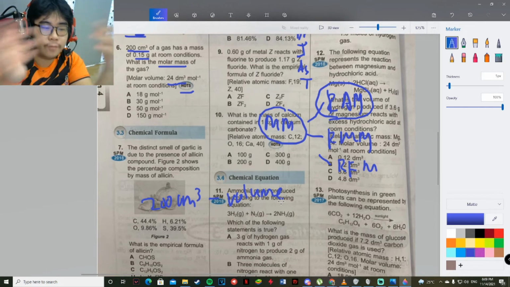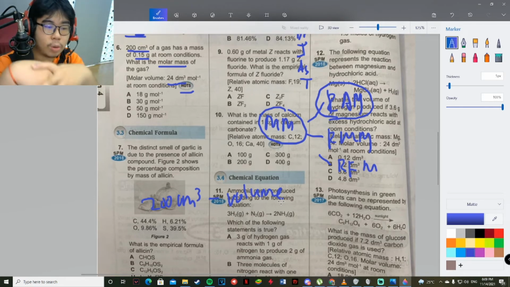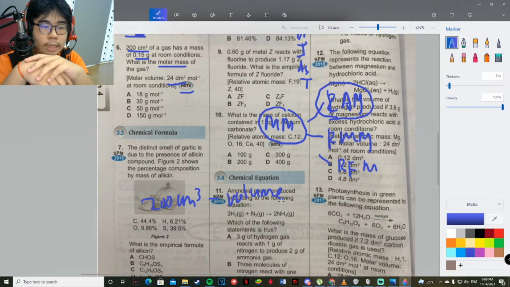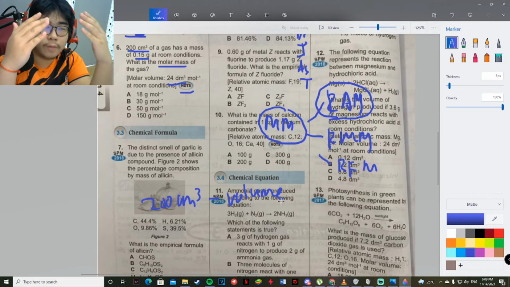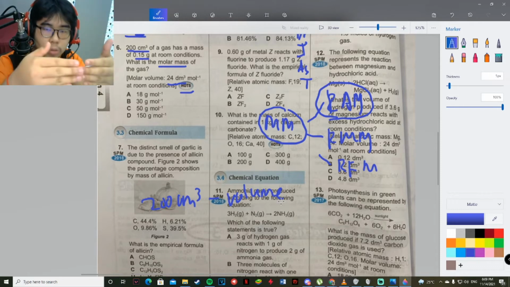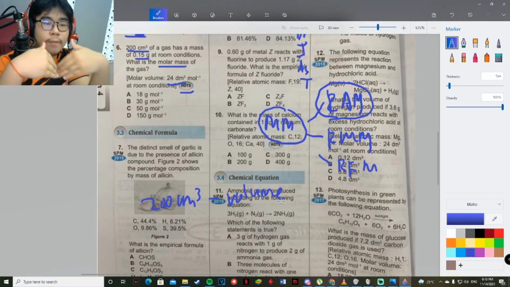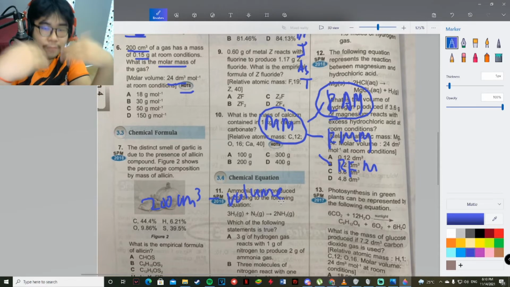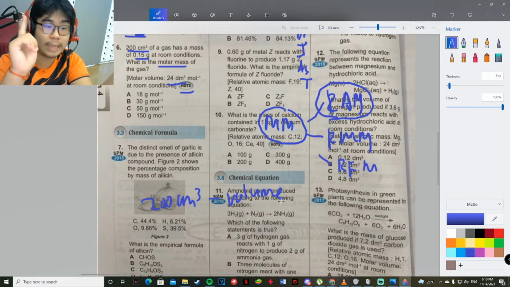As I have previously told you guys, when you want to convert mole to volume, you multiply the mole by 24, and then you get the value of your volume. So now if you want to convert back, you need to divide by 24. But note that this is where a lot of students get this wrong.